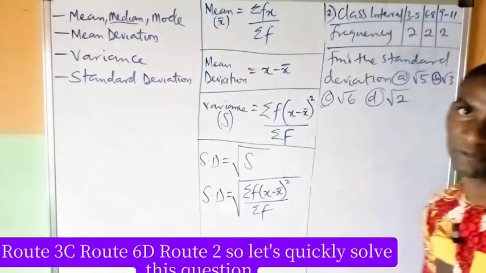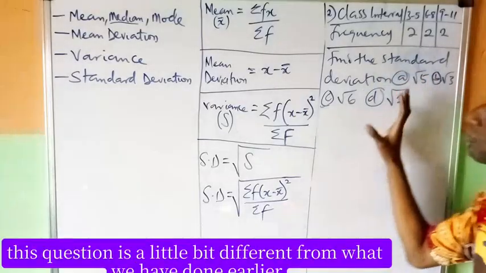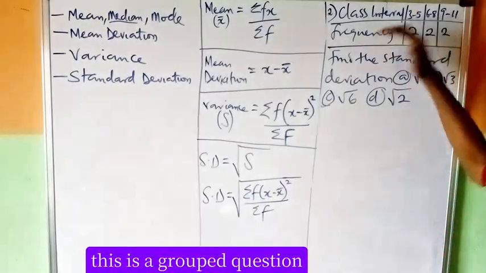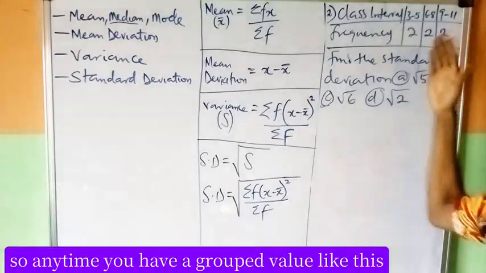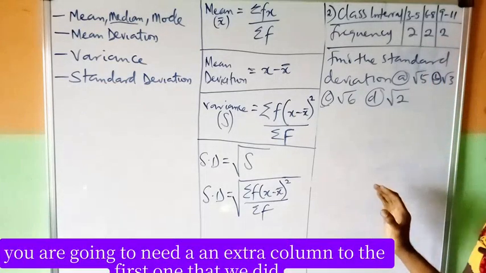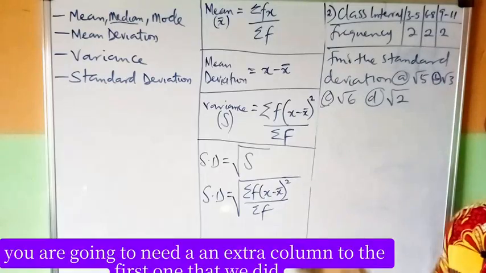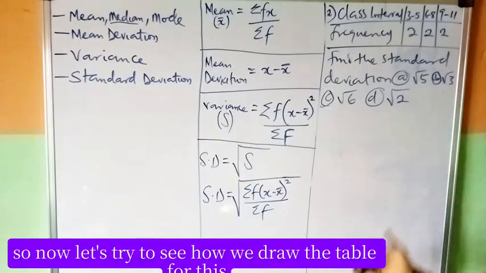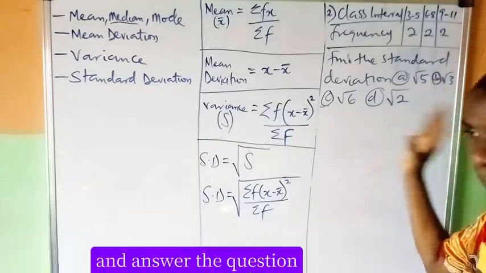So let's quickly solve this question. Now can you see that this question is a little bit different from what we have done earlier? This is a grouped question. So anytime you have a grouped value like this, you are going to need an extra column to the first one that we did. So now let's see how we draw the table for this and answer the question.